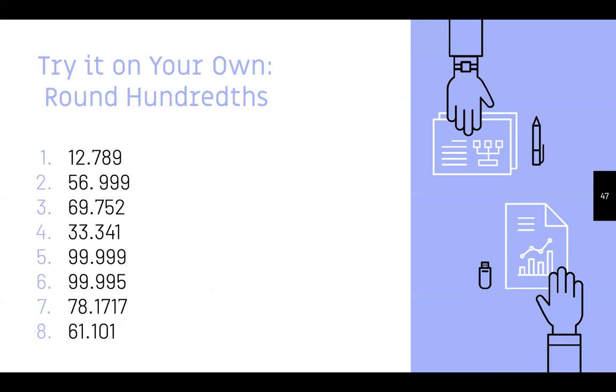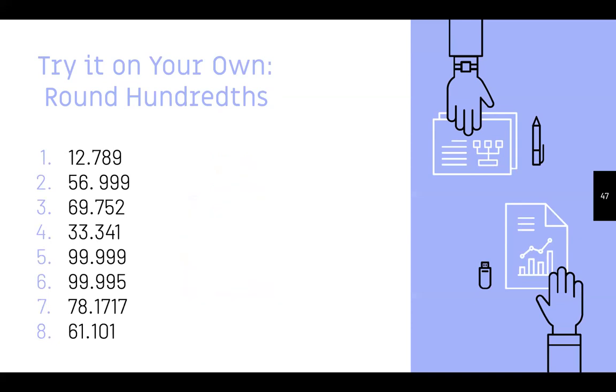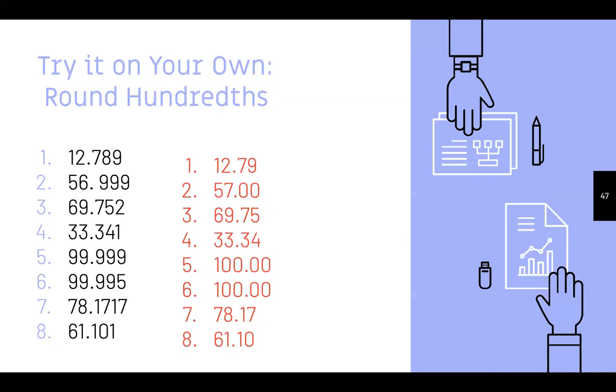Right now we have to round the hundredths. Try on your own. I'm sorry if you couldn't pause in time. Right, just look at the last two numbers and round. That's what we've been doing the same time. The key ones I want to point out is number 2. Look how we had to change 56.999 to 57 because we have to carry that 1 over until it has a spot to go into.